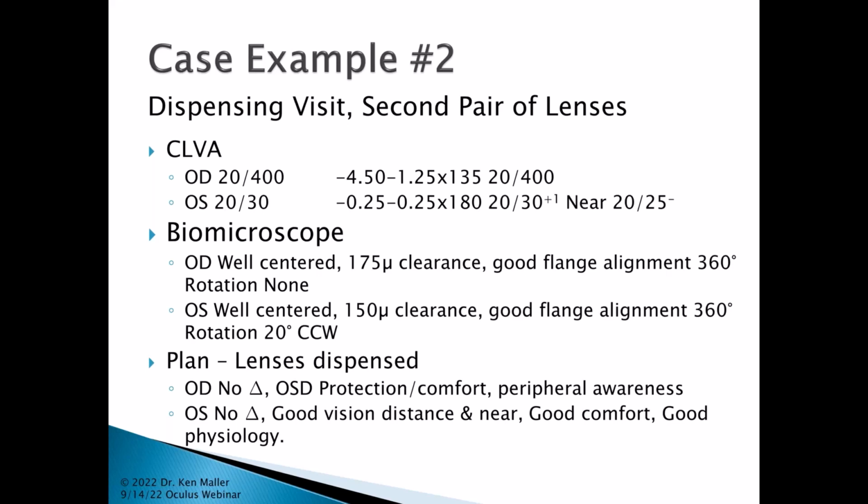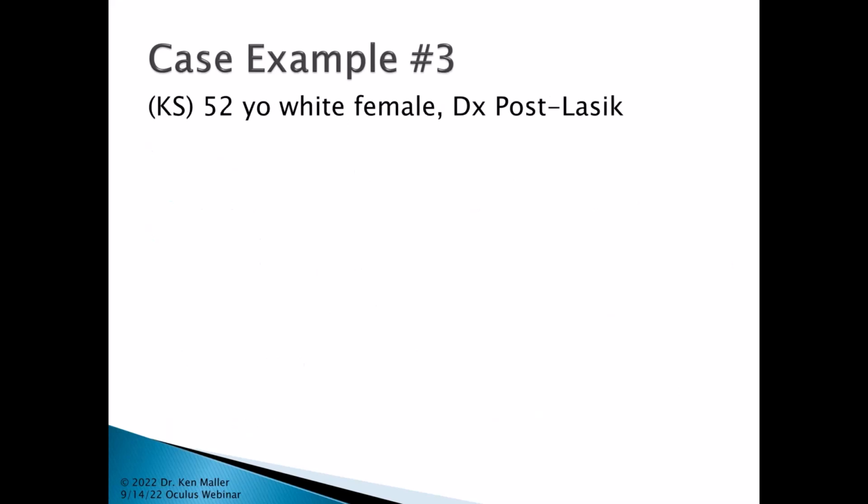On the left one, no changes at all. The vision was excellent at distance and near, and was quite a bit better than she was able to get in the glasses, because we were only at about 20/50-ish or so. Now we had her down at 20/30 in the distance, and even 20/25 minus at near. She was comfortable, and the physiology was excellent with those lenses. So let's go on to case number 3.